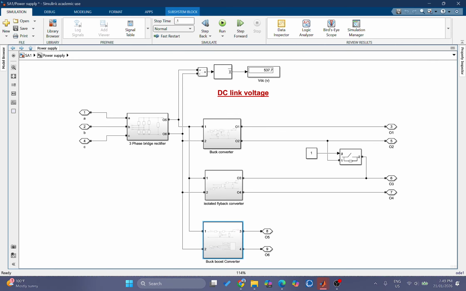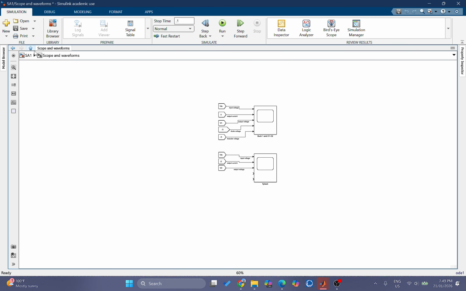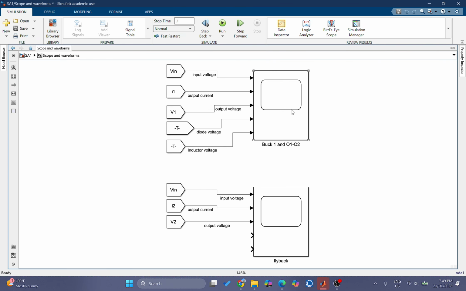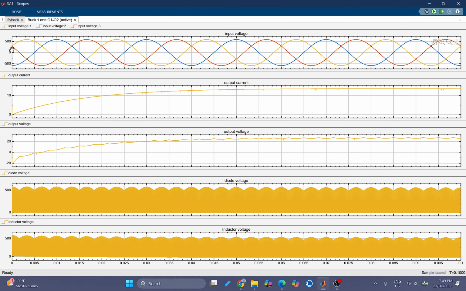Now I have a simulation here. The scopes for the buck converter. This is an input 3-phase voltage waveform in a sinusoidal form, and my output DC voltage is ramping up and providing around 25 volt here. And this is the output current, sorry, this is the output voltage. Now we have a diode voltage and inductor voltage like that.